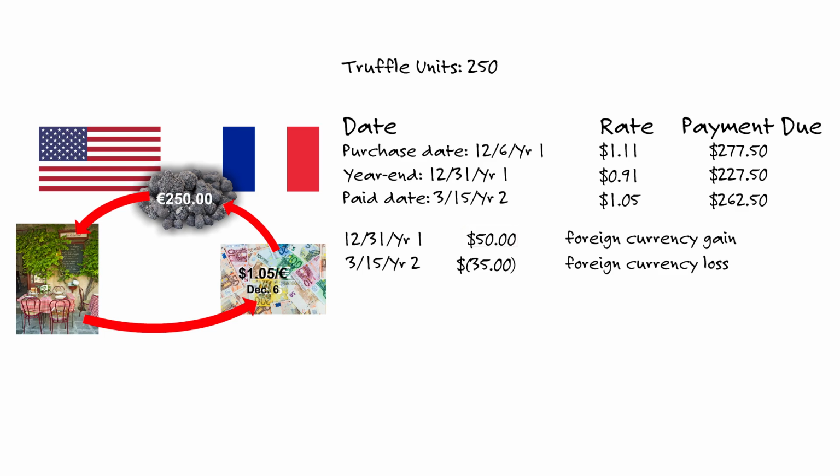The $50 that we saved between the purchase date and December 31st was the $277.50 versus the $227.50. That $50 is a savings because we're paying less to buy euros and then pay them off. And then we wind up losing some money. We wind up losing $35 because we go to $262.50 in US dollars to get the correct amount of euros. But the net of the transaction will be $15.